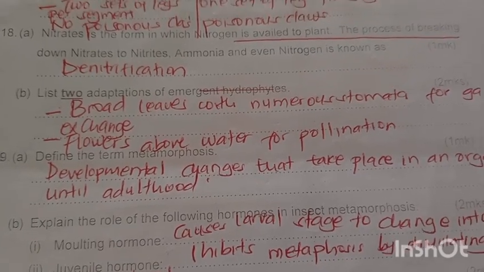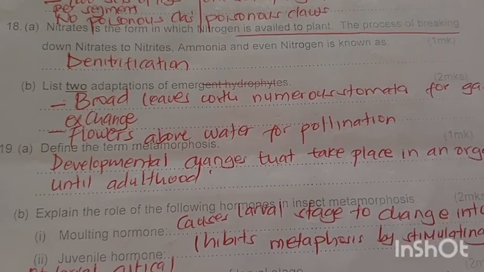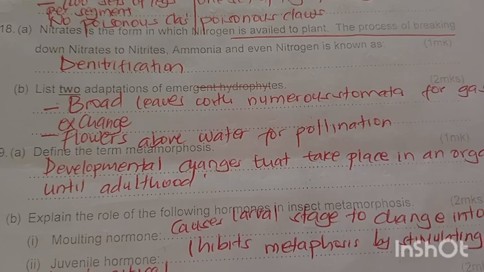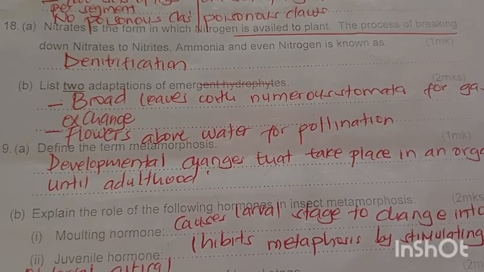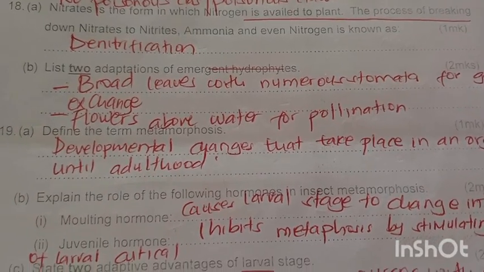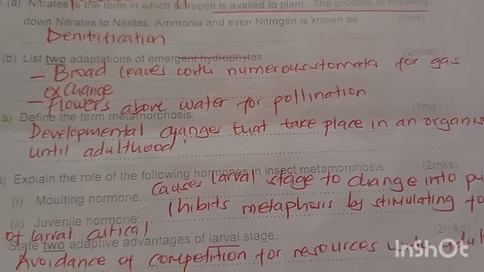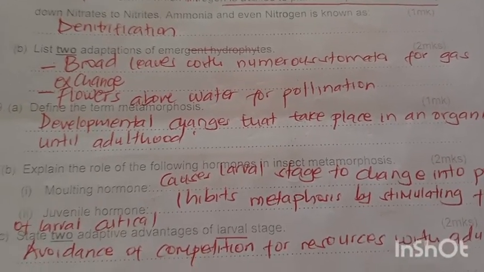Nitrates is the form in which nitrogen is availed to plant. The process of breaking down nitrates to nitrites, ammonia and even nitrogen is known as denitrification. Adaptations of emergent hydrophytes: they have broad leaves with numerous stomata for gas exchange. Their flowers are above water for pollination.